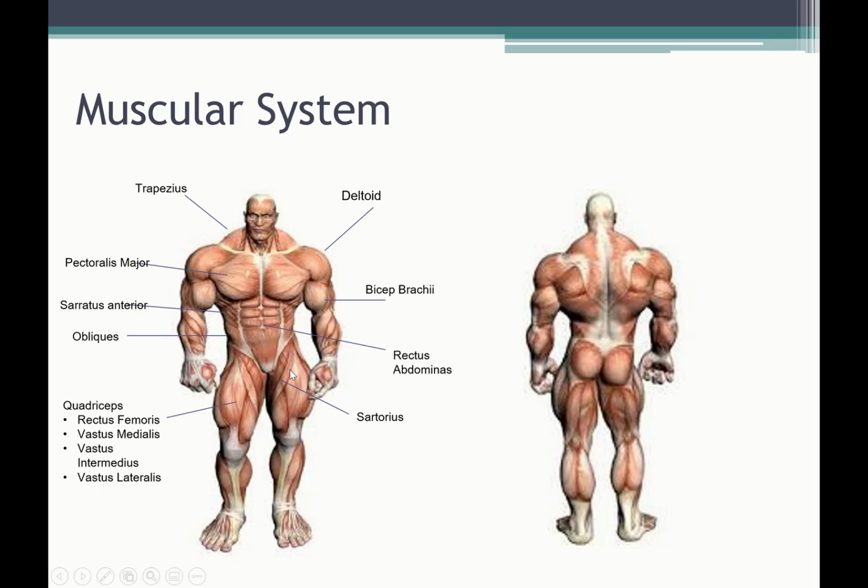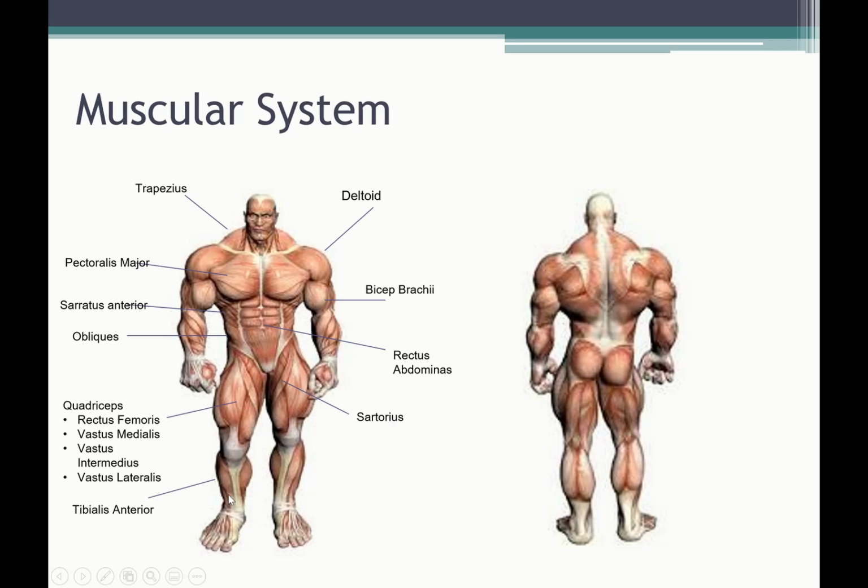In the quadricep as well, but not part of the quadricep muscle, in the upper thigh, we have actually the longest muscle in the body, which is the sartorius. So this starts all the way up near the pelvis and goes down all the way to the medial side of the knee. This is the sartorius.